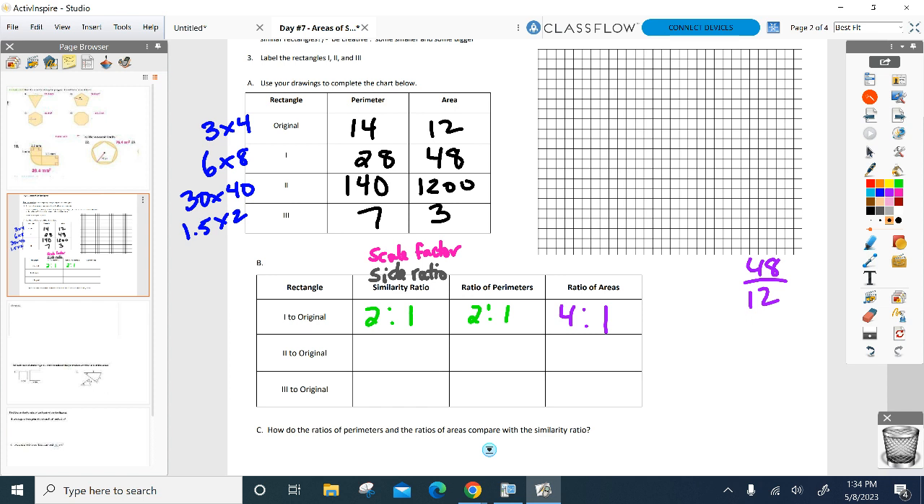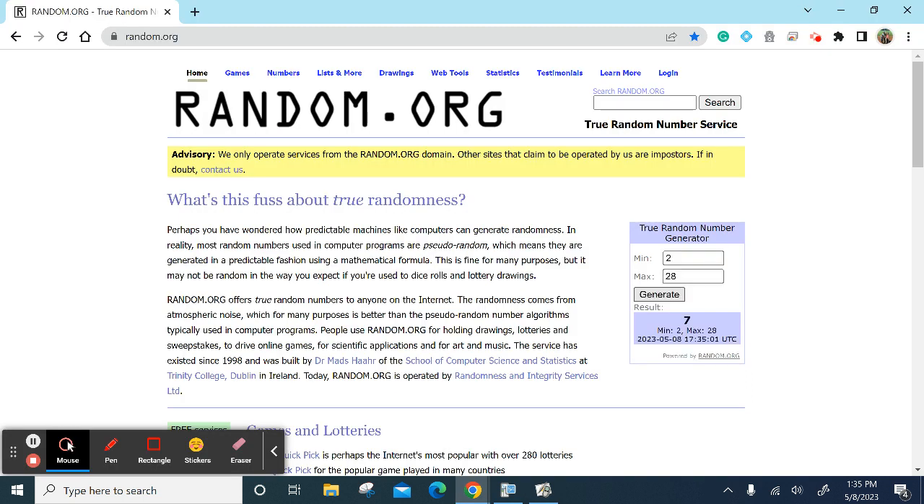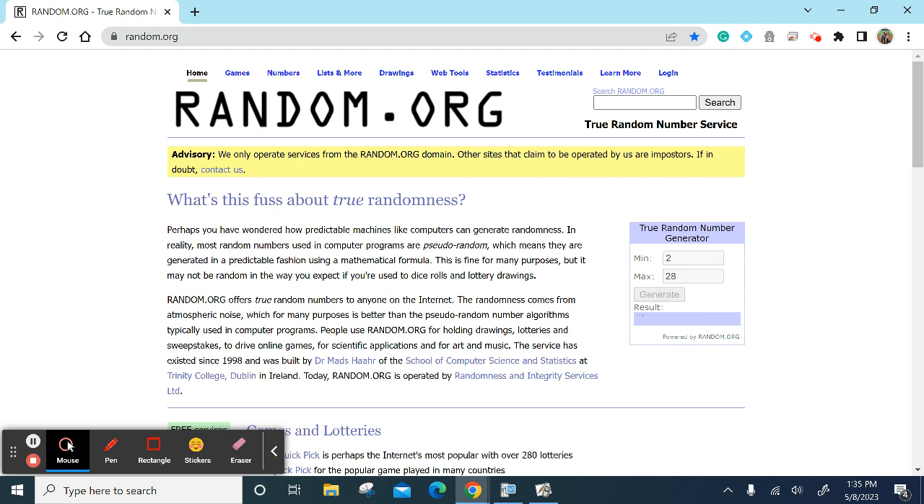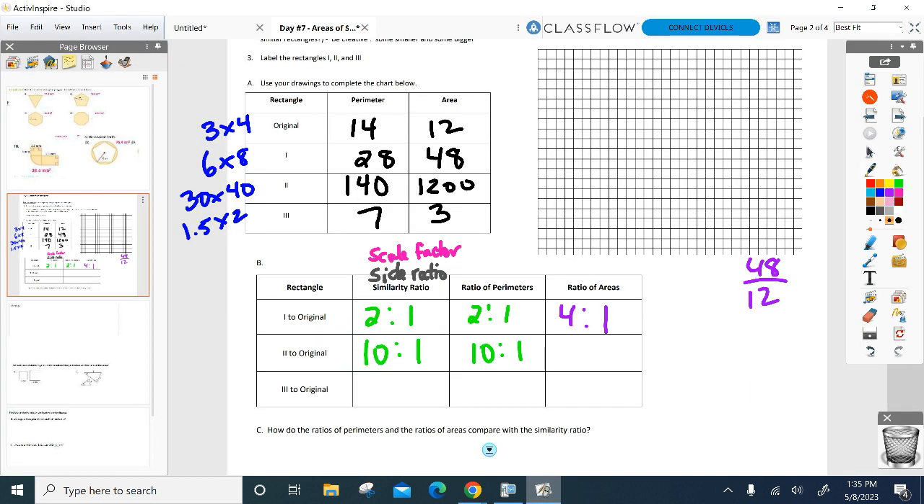Maybe, probably not though. Now everyone look at rectangle 2 in the original. Give me the ratio of two sides. Similarity ratio. 10 to 1. Now do perimeters, everybody. What's the ratio of their perimeters, reduced down? 10 to 1. Thank you. And then how about the areas? It's the ratio of their areas. Big number here. 100 to 1. Maybe establishing a pattern now.